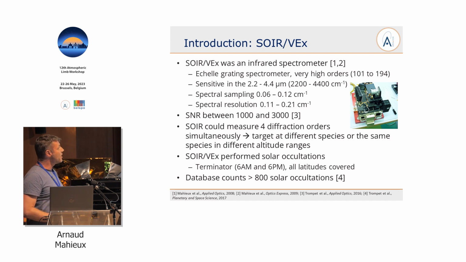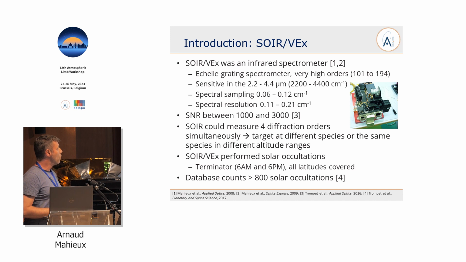So to study it, our institute, BIRA, developed the SOIR instrument. SOIR stands for Solar Occultation in the Infrared. It was on board the Venus Express mission from ESA that flew to Venus between 2006 and 2014.